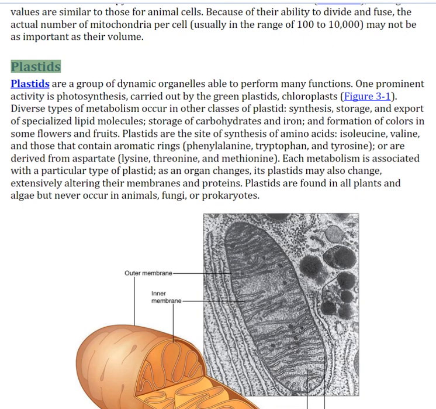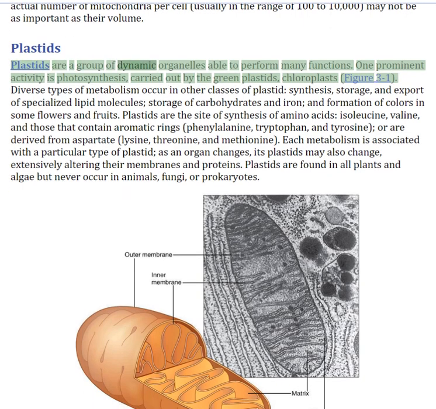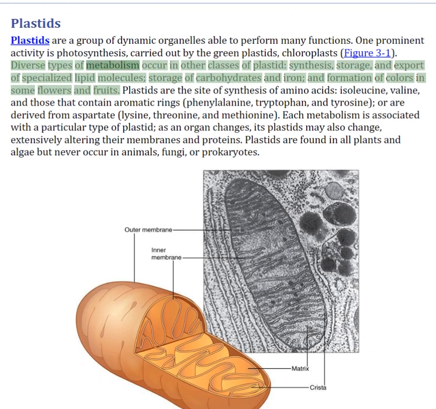Plastids. Plastids are a group of dynamic organelles able to perform many functions. One prominent activity is photosynthesis, carried out by the green plastids, chloroplasts. Diverse types of metabolism occur in other classes of plastid: synthesis, storage, and export of specialized lipid molecules, storage of carbohydrates and iron, and formation of colors in some flowers and fruits.